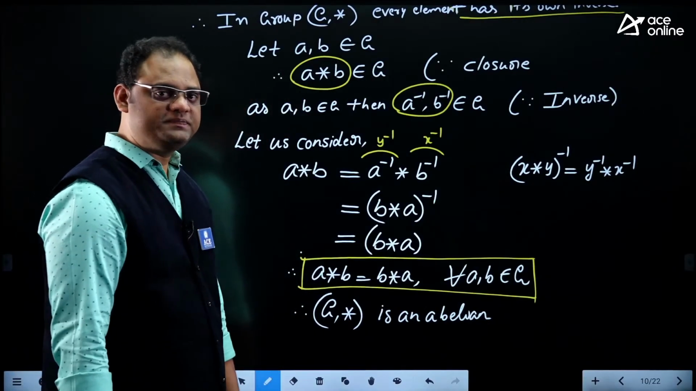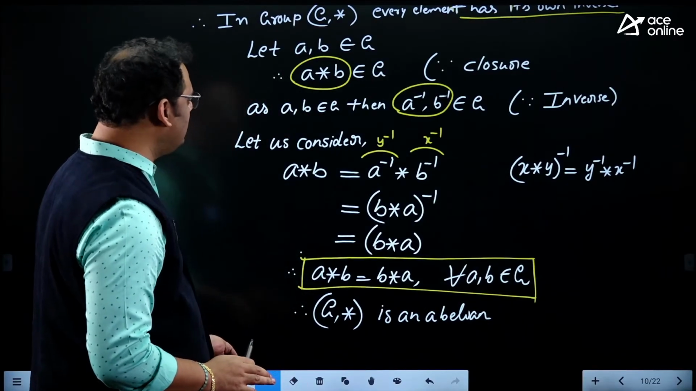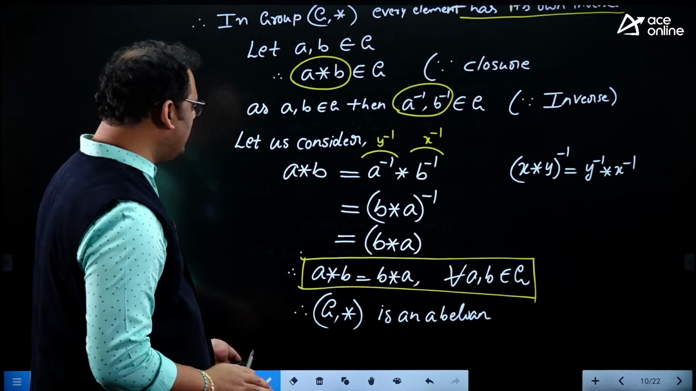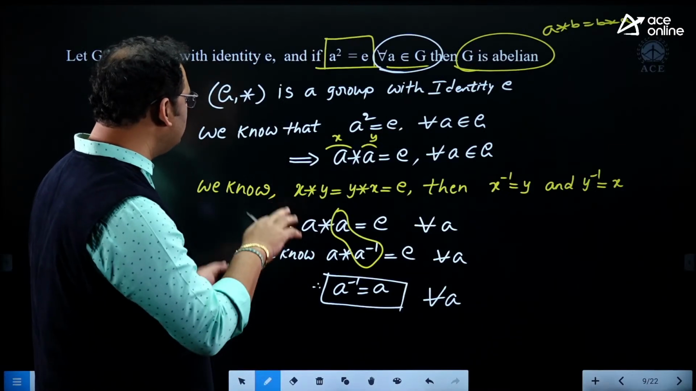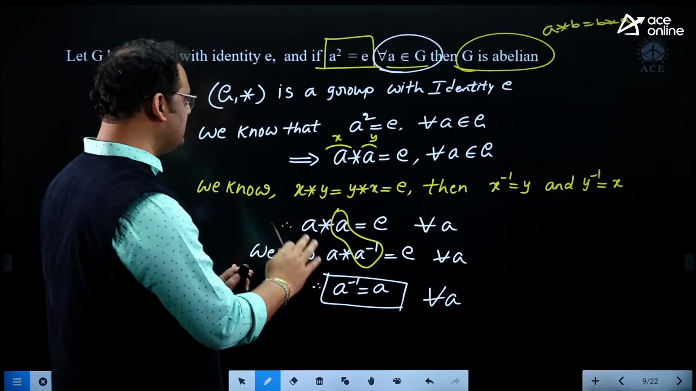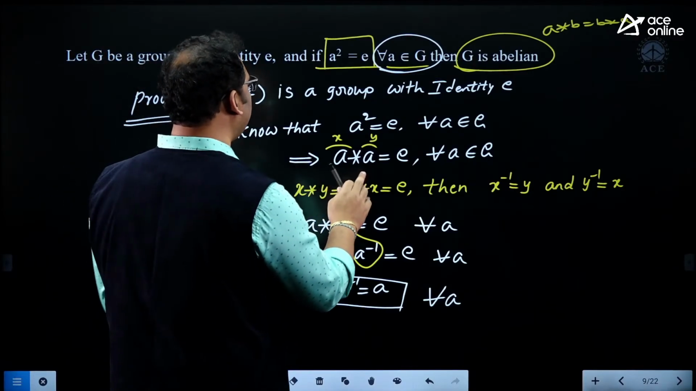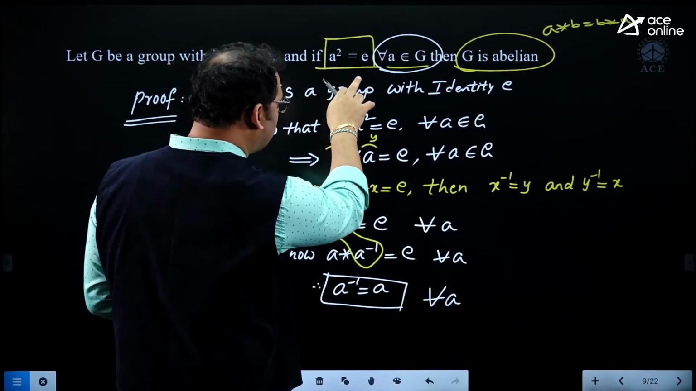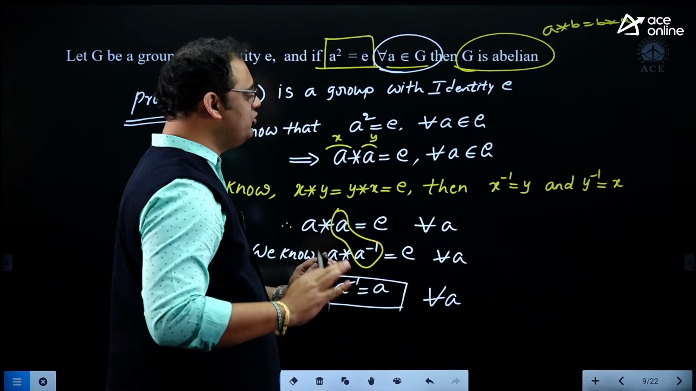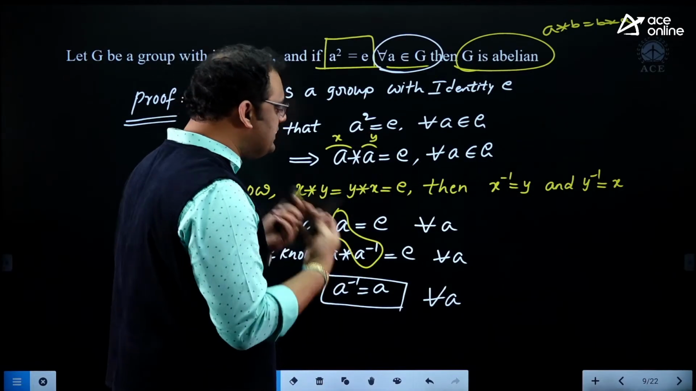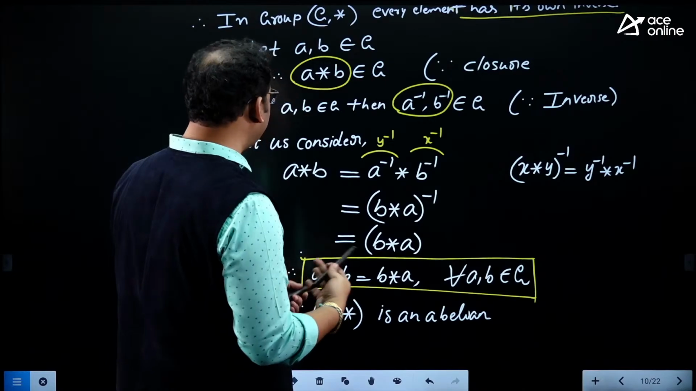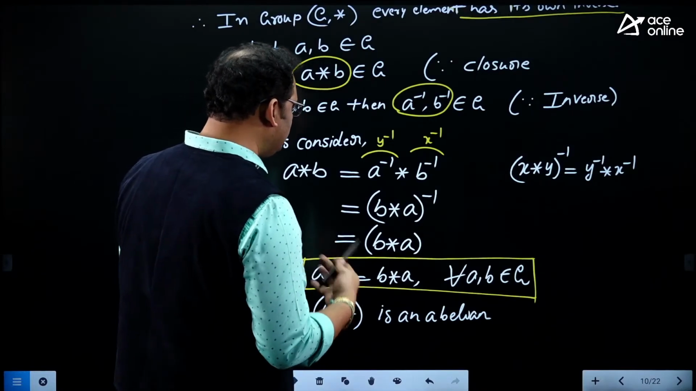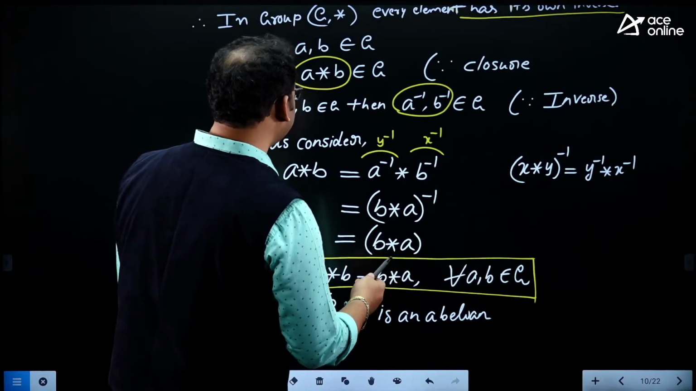Is it clear, my dear? So I hope you got the idea. So this theorem consists of two parts. The first part is you can conclude that A square is equal to identity, G is an abelian group, that is one conclusion. And the second conclusion is our previous GATE question. What is that GATE question? You should understand it in this way.